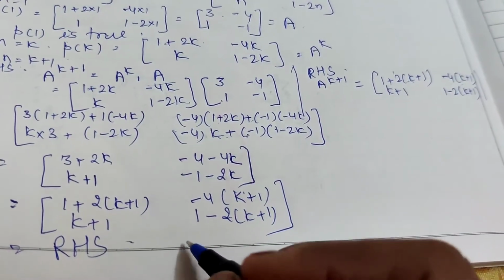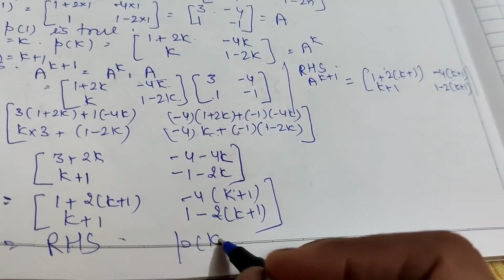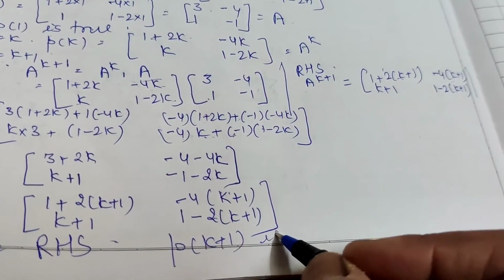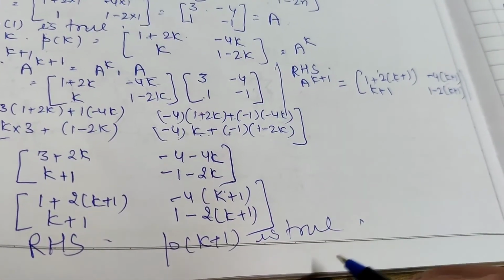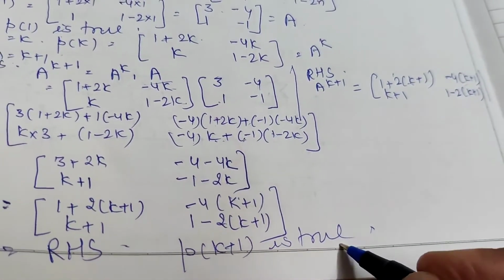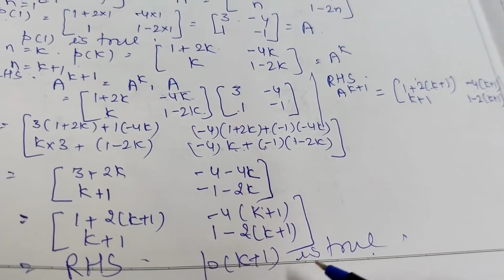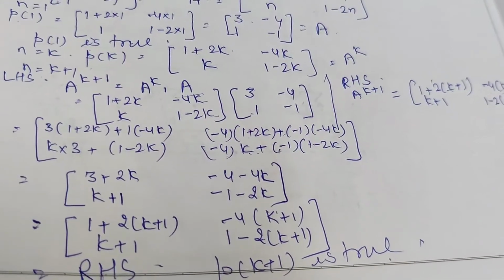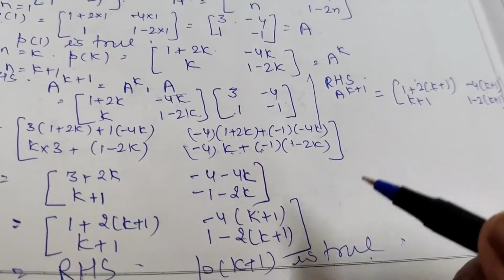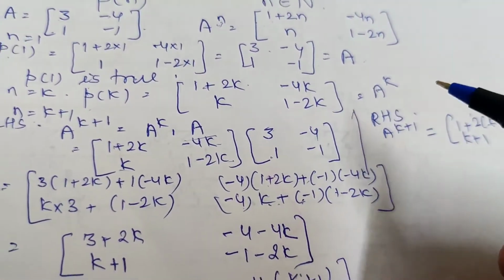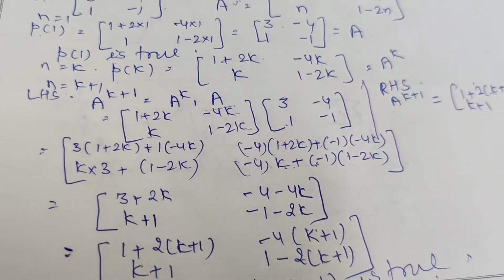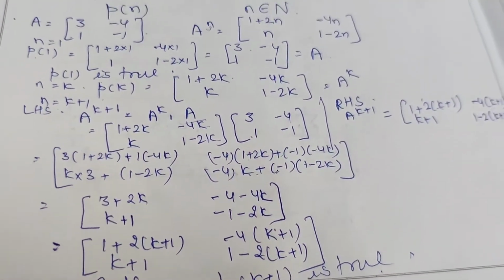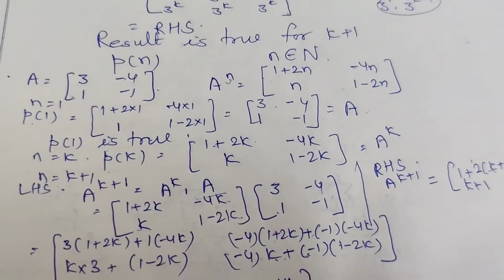It means P(k plus 1) is true. It means the result is true. Therefore, by induction, the result is true for all positive integers n belonging to integers. Okay. Now question number 4.